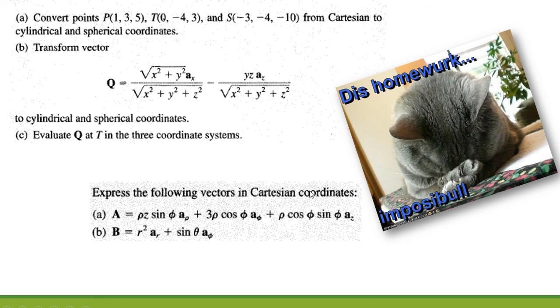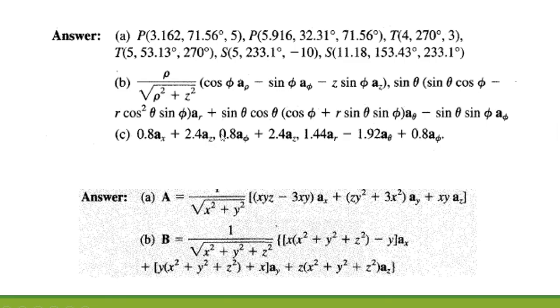Express the following vectors in Cartesian coordinates. This one is given in cylindrical coordinates. You convert it into a Cartesian equation. This one is A r, A phi and A theta. 3 are involved, so definitely it is a spherical coordinate. So spherical to Cartesian coordinate you have to do. After doing the problem, you have to verify with the answer, and the answer is given in the next slide. The answer is presented here.